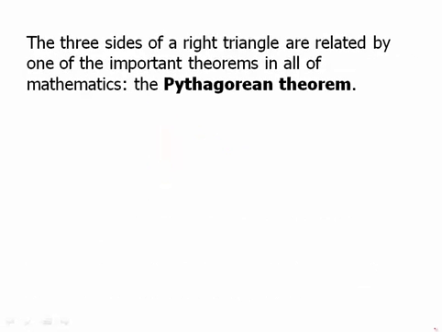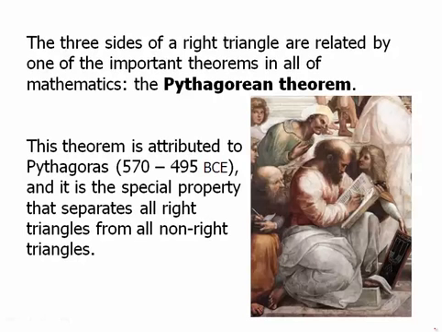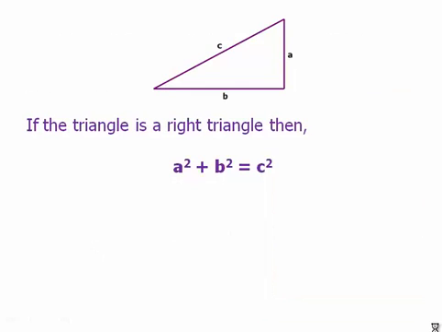The three sides of a right triangle are related by one of the most important theorems in all of mathematics, the Pythagorean theorem. This theorem is attributed to Mr. Pythagoras, who lived back in BC times, and this theorem is the special property that separates all right triangles from all non-right triangles. So here's the amazing theorem. If the triangle is a right triangle, then a squared plus b squared equals c squared.